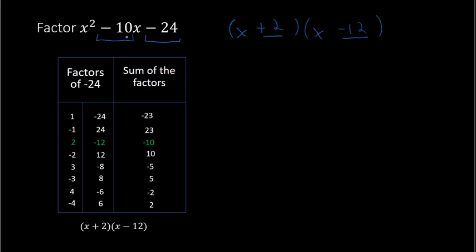And I can confirm by multiplying back through if I wanted. So I could do x times x to get x squared, x times negative 12 to get negative 12x, 2 times x to get 2x, and then 2 times negative 12 to get negative 24. And that would equal what I started with. So we can double check to make sure that we're doing it correctly, but our final factored form is what we wanted, and that is x plus 2 times x minus 12.